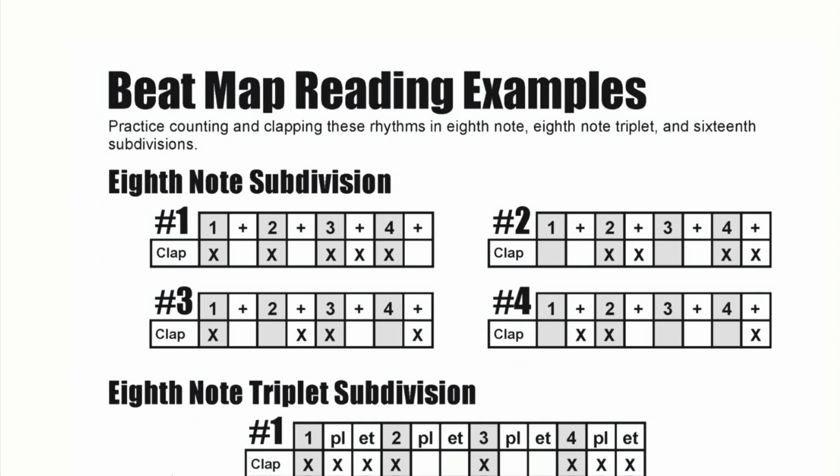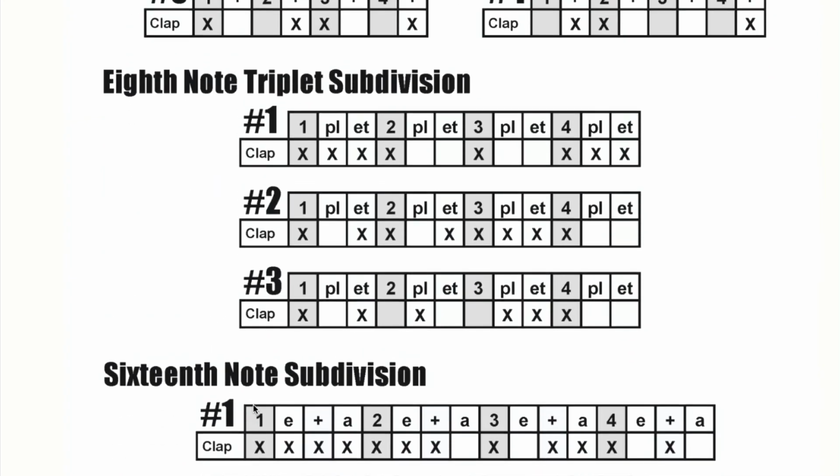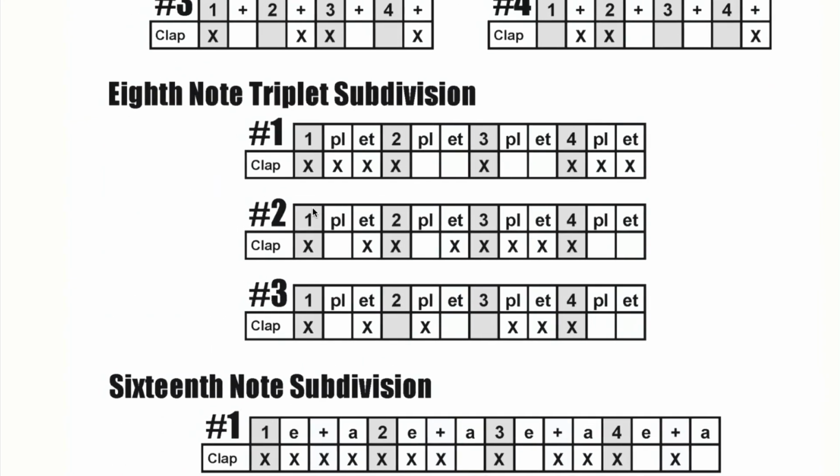So let's look down here. For the eighth note triplet ones, just make sure you have 1 pull at, 2 pull at, 3 pull at, 4 pull at. And when I say it repeats, it goes right back to beat 1. You have to do that 4 times in a row.